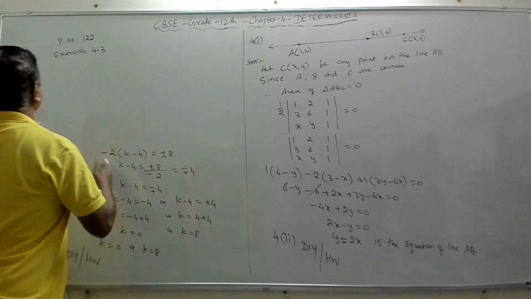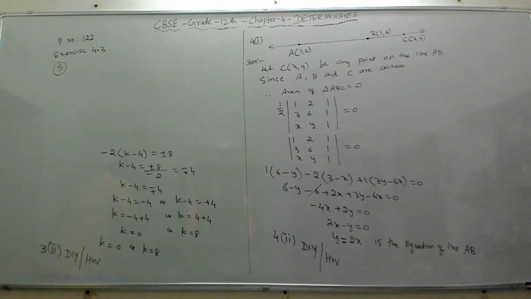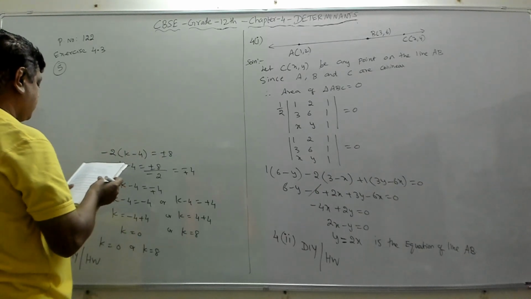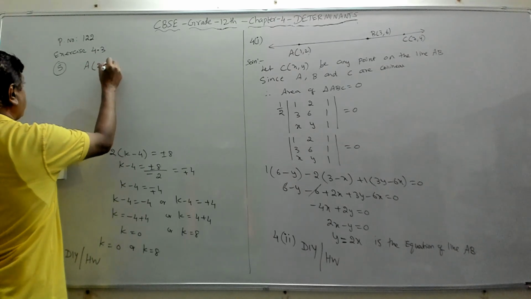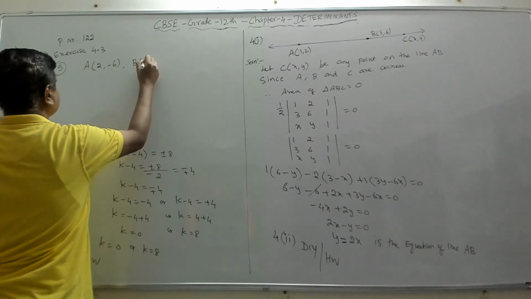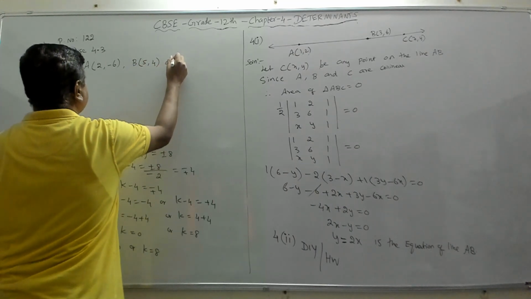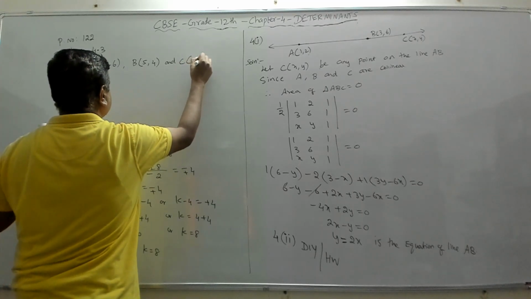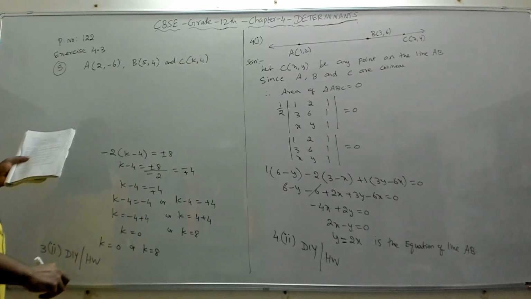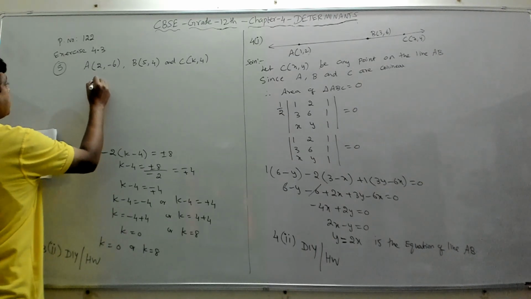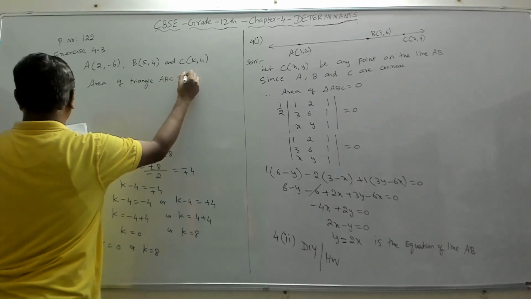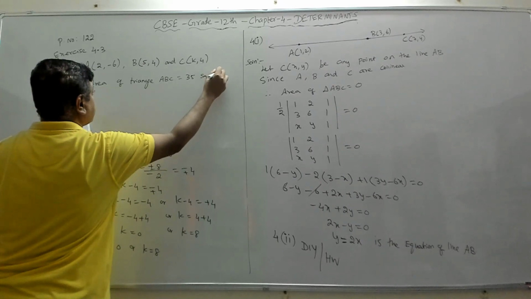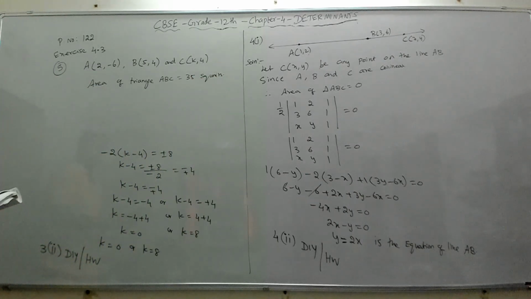So fifth one is an MCQ, multiple choice. It says area of the triangle is 35 square units with the vertices given. We have to find the value of k. So A is 2 comma minus 6, B is 5 comma 4, and C is k comma 4. And area of triangle ABC is given as 35 square units. We have to find the value of k.